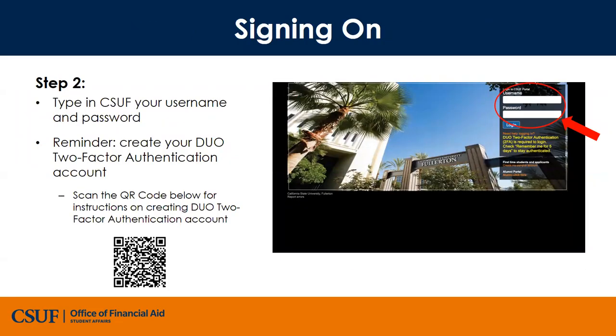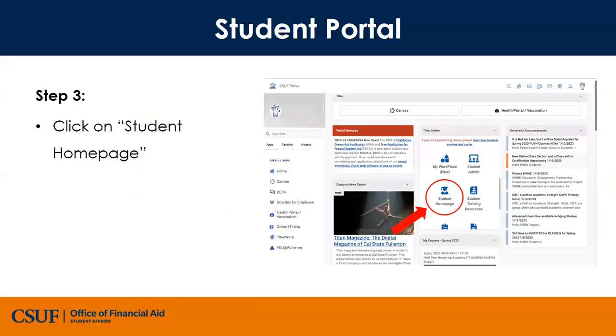Next, to sign on to your student portal, you will need to type in your CSUF username and password. As a reminder, you will need to create a dual two-factor authentication account. If you need support with creating a dual two-factor authentication account, scan the QR code below for instructions. Once you have successfully logged onto your student portal, click on the student homepage icon as highlighted on your screen.